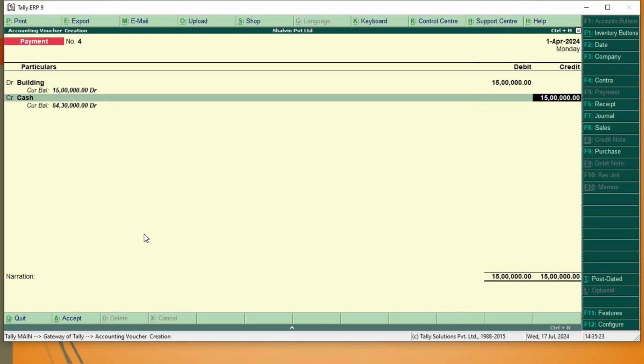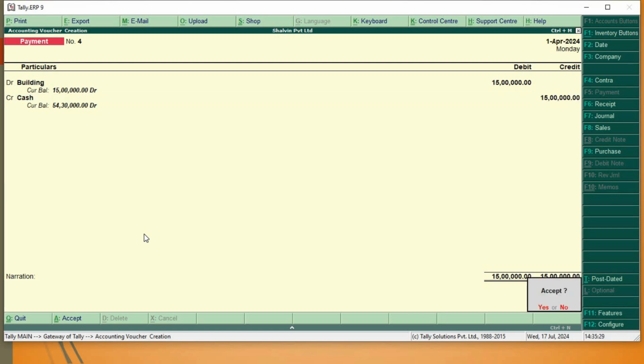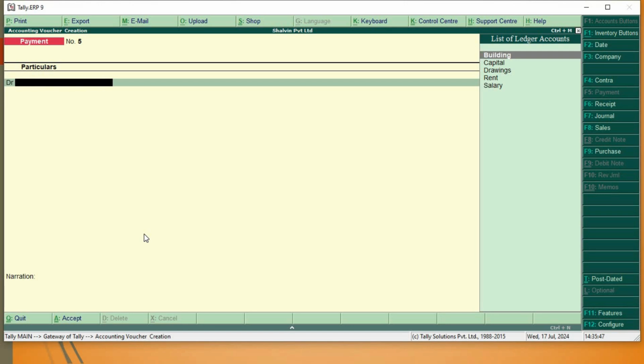So we have entered 3 types of transaction in payment voucher. That is paid for any expenses. One is cash, the other one is bank, the other one drawings has to be entered in payment voucher. And if you are buying any asset for cash, then also it is being entered in payment voucher. I think we have completed all the 3 types of entries that can be done into payment voucher.